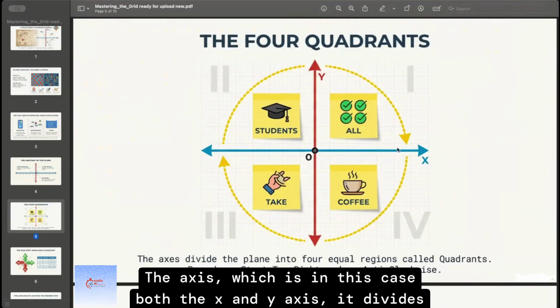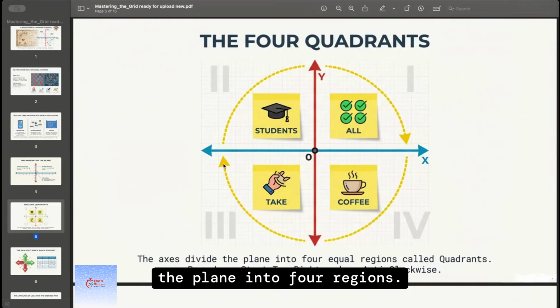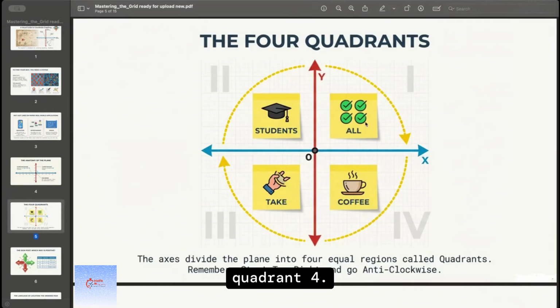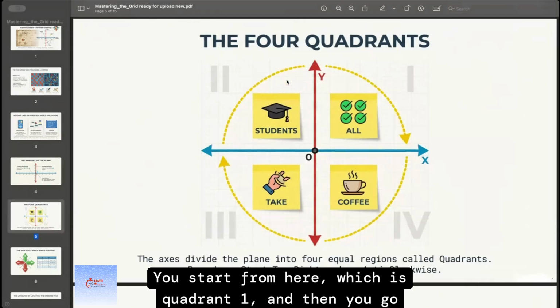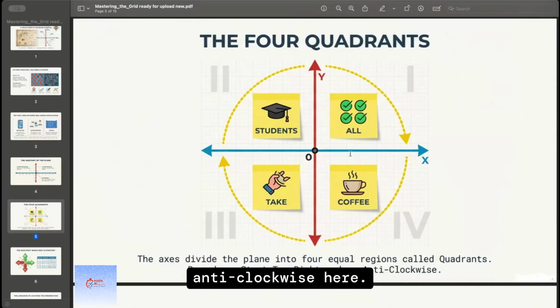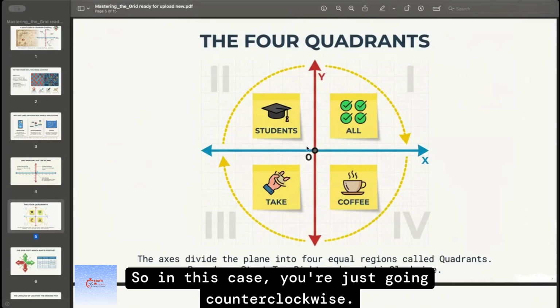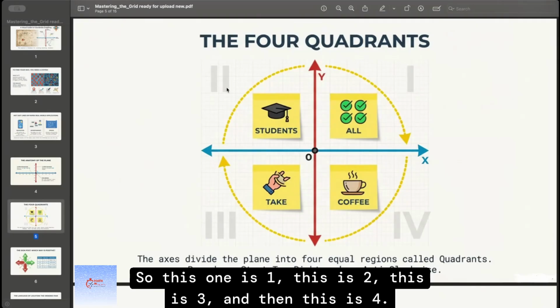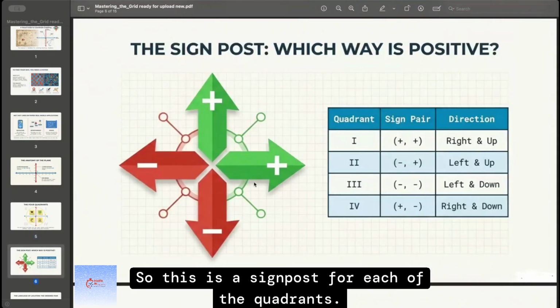The axes, in this case both the x and y axis, divide the plane into four regions: quadrant 1, quadrant 2, quadrant 3, and quadrant 4. You start from here, which is quadrant 1, and then you go counterclockwise. These are typically listed as Roman numerals. So this one is 1, this is 2, this is 3, and this is 4. This is a signpost for each of the quadrants.